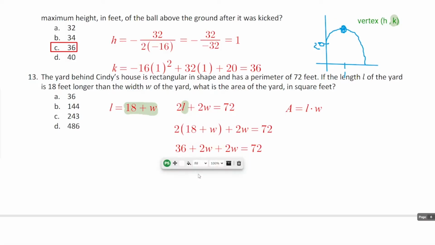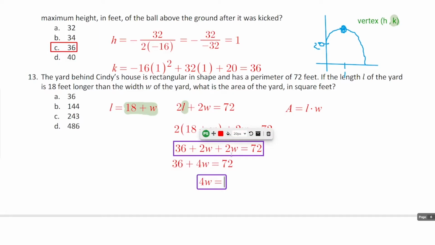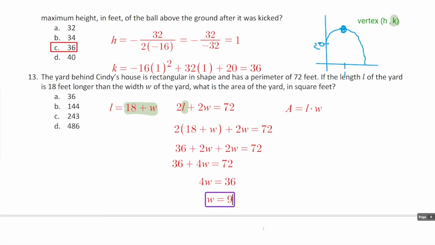Now I can subtract 36 from both sides to get 4W equals 36. And then dividing both sides by 4 is going to result in the width being 9 feet. Now once we figure out what the width is, it should be pretty easy to calculate the length, because the length is 18 feet more than the width.